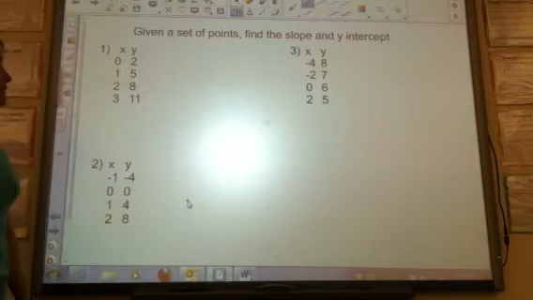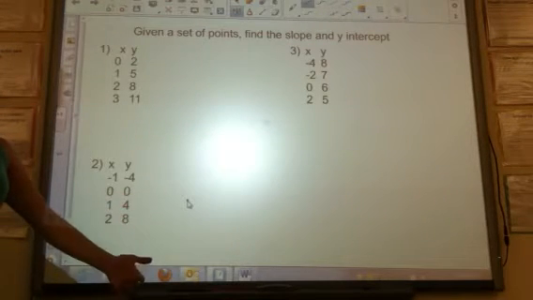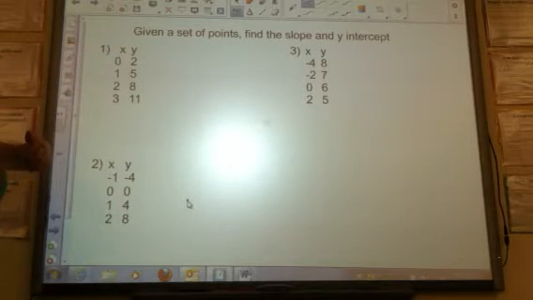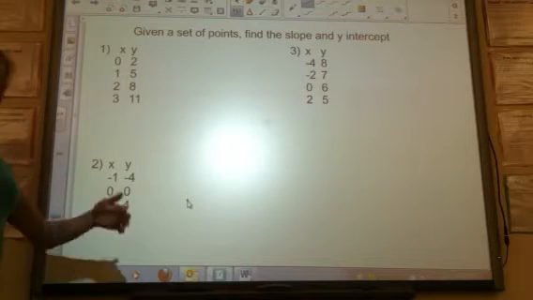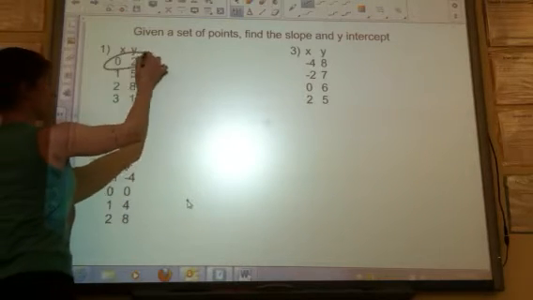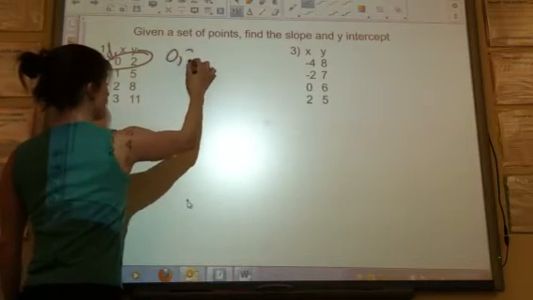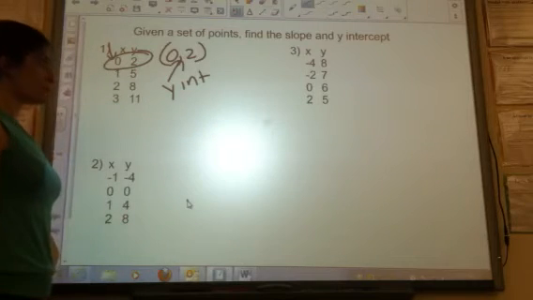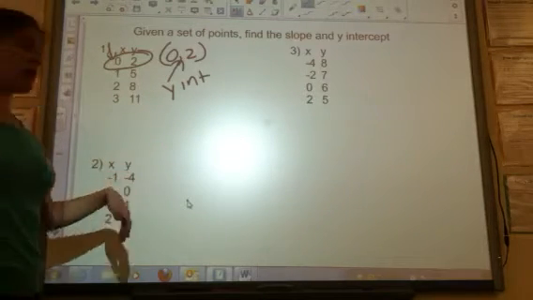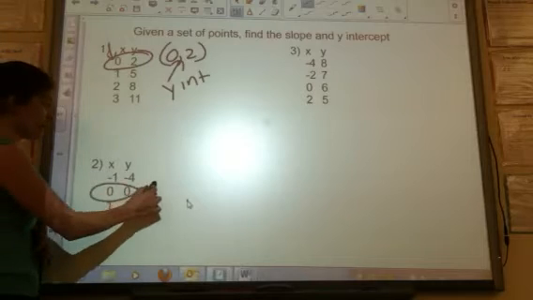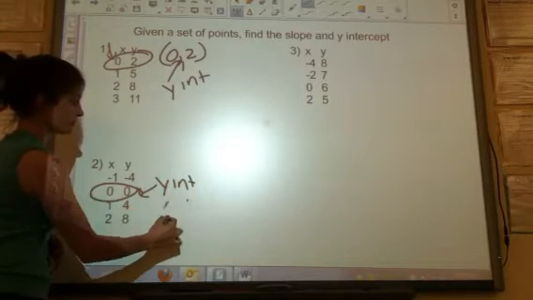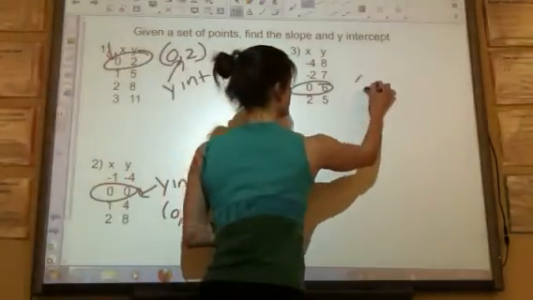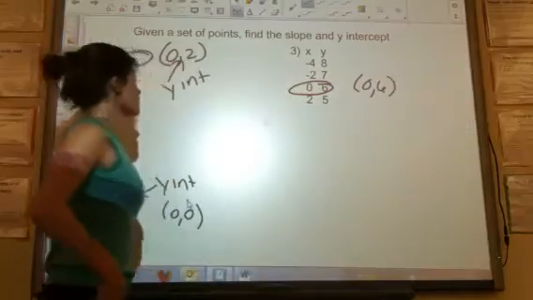Given an xy chart, or a list of points, we can find our y-intercept by looking for where x is 0, because the x-coordinate on the y-axis is always 0. So in this xy chart, x is 0, y is 2. That is my y-intercept. I'm going to go through and do all the y-intercepts and then go back to slope. Here, it goes through the origin. Here, it crosses at (0, 6).